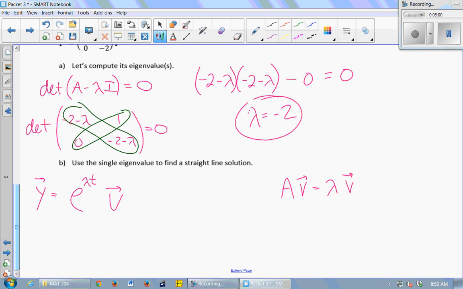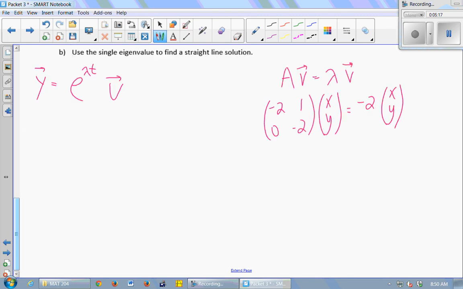So A is [-2, 1; 0, -2] times some unknown vector v equals lambda, which is -2, times the same unknown vector v. So we're looking for some vector (x, y) that makes this true. So this says -2x plus y has to equal -2x, and -2y has to equal -2y.